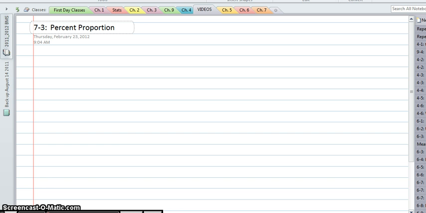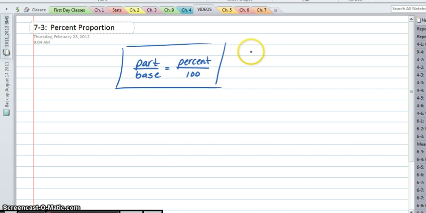Remember, a proportion is two ratios that are equal. So in this case we are working with a part and a base as one of our ratios, and we're setting it equal to a percent as a ratio. So it's out of 100, we'll have the percent, the number percent over 100. So this right here, voila, is what we refer to as the percent proportion. The part is being compared to the whole, which is the base.